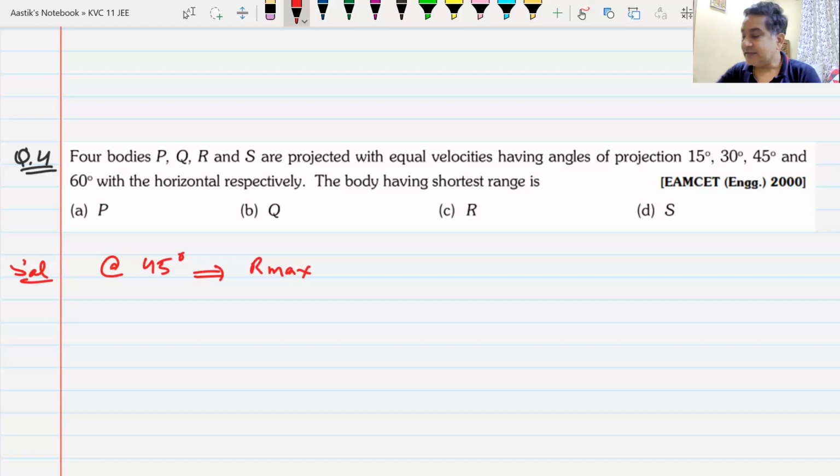Which angle is farthest away from 45? That is 30. This is one way of doing it. The other way of doing it is simply to put the values of angle in the range formula and get your answer, but that will take a lot of time. Don't waste that much time. The farthest away from 45 is the minimum range. The closest to 45 will have more range. At 45 you have the maximum range. Do we understand this? Yes or no? So that is how you can remember it. Please remember it.